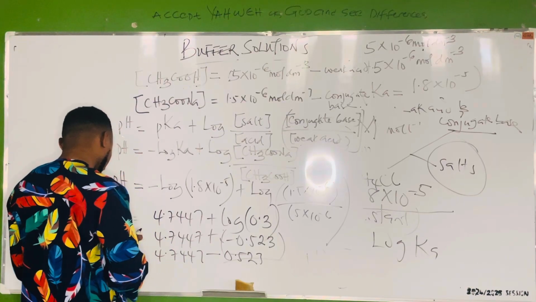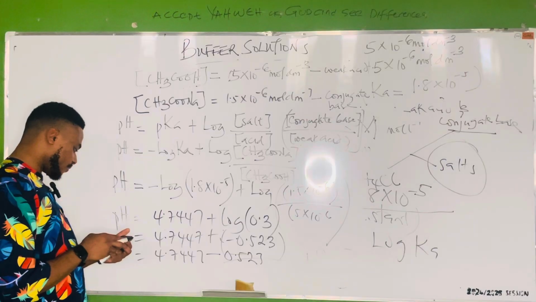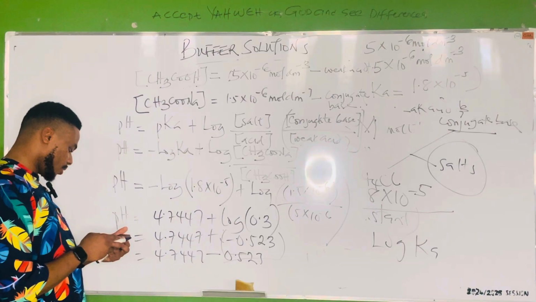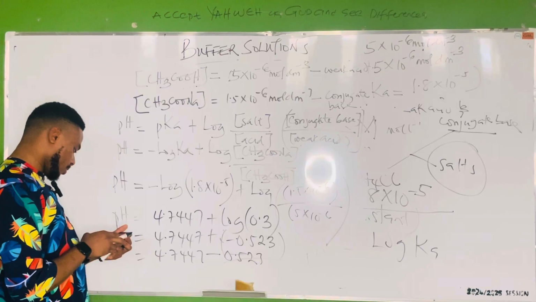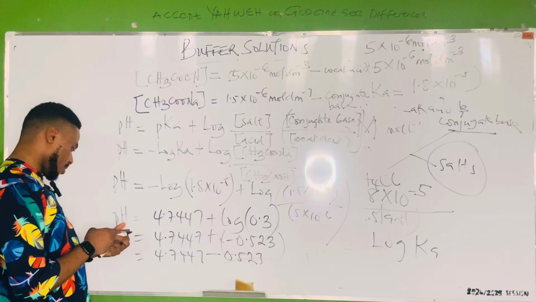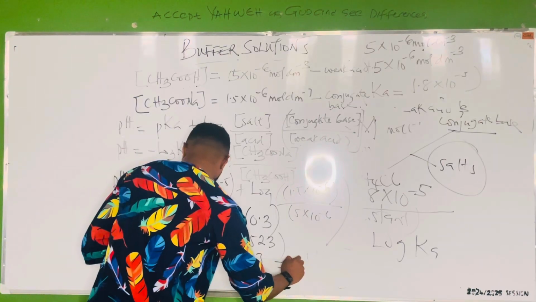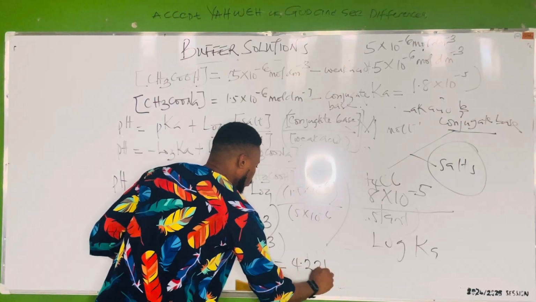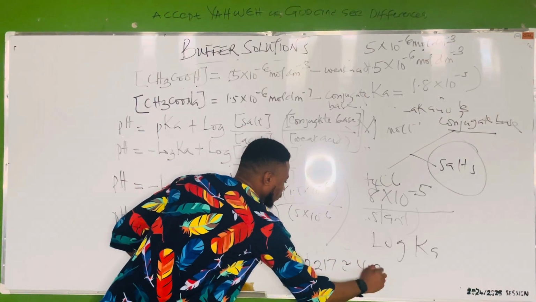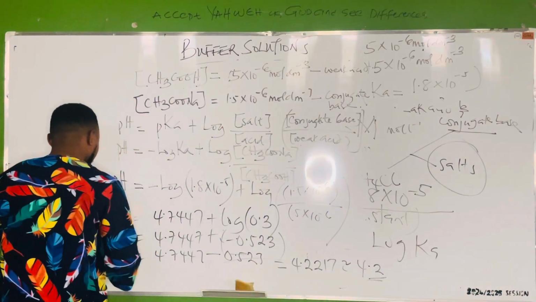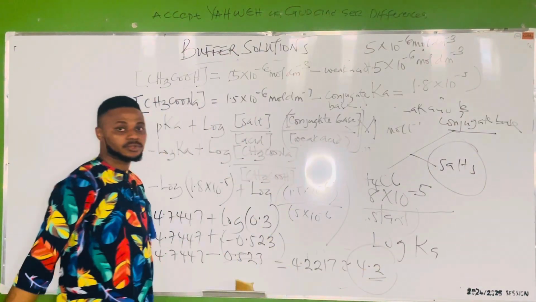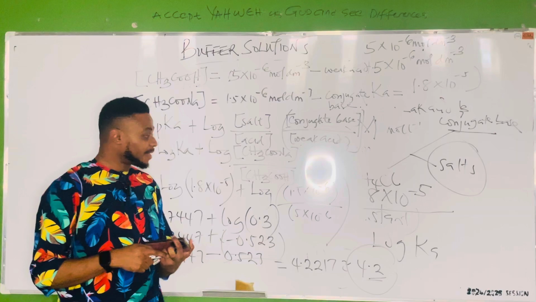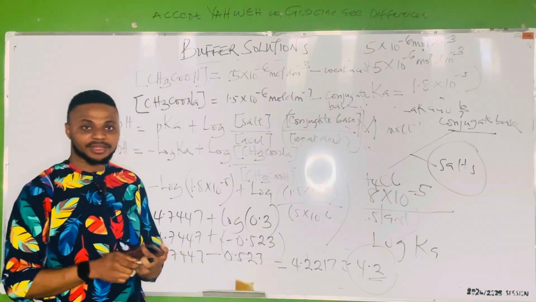So this would be 4.7447 minus 0.523. All right, so it means that we'll have 4.2217, approximately just 4.2 as the pH. All right, so this is the answer. Our answer here is 4.2. So that's the pH of this particular buffer solution given to us.